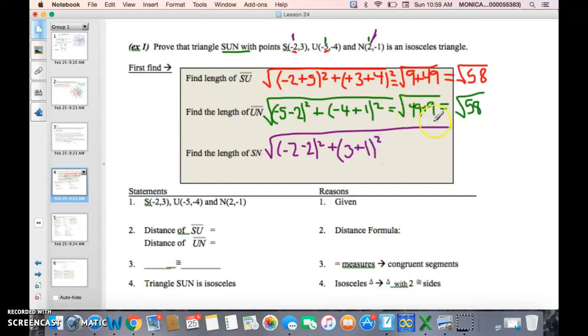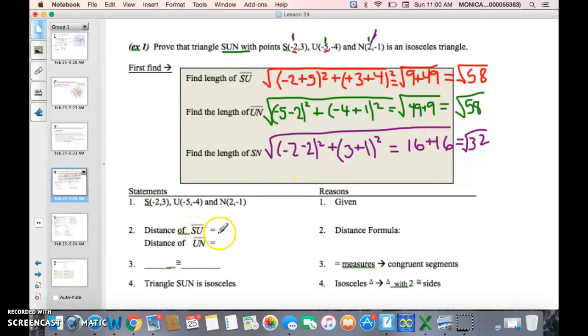And that's not going to equal 49 plus 9. That actually equals, let's see, that's negative 2 minus 2, that's negative 4 squared. Well, that's 16. And this is also 16, so it's going to be 16 plus 16, which is not 58. 16 plus 16 is 32. So that's the square root of 32 here. All right, so that's not going to be equivalent to these two, but knowing that these two are the same, I can say that this is going to be an isosceles triangle.